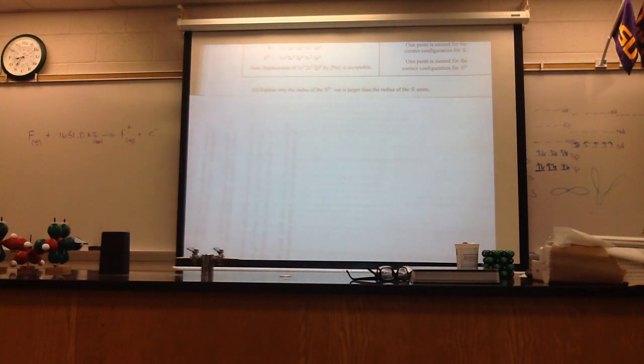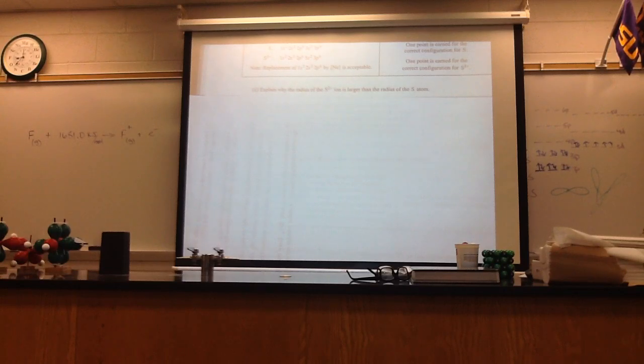Explain why the radius of S2 minus is larger than the radius of S atom. In a nutshell, what's the answer? Electron repulsion. More electron repulsions, okay? But now we just have to put that into clear, concise language. So who wants to read their answer? How about you, who looked at me? Read it loud enough for the mic on the video. The radius of the S minus 2 ion is larger than the radius of the S atom, as it is an anion. Due to the gaining of electrons, there are more electron-to-electron repulsions, causing the electrons to spread further apart.